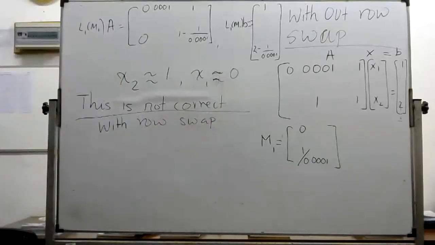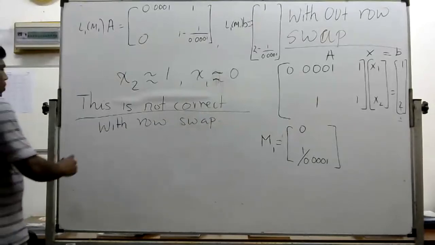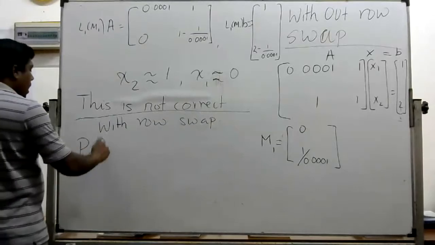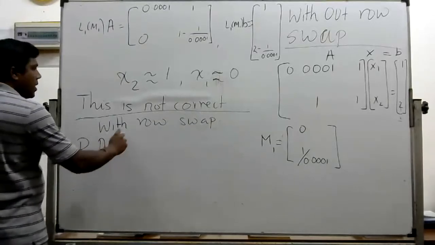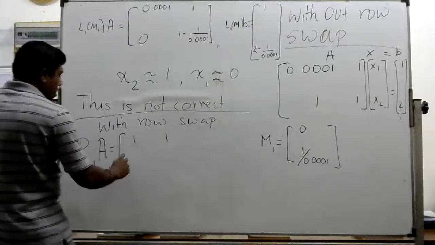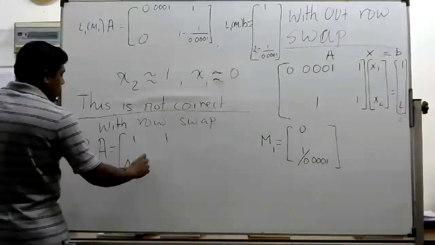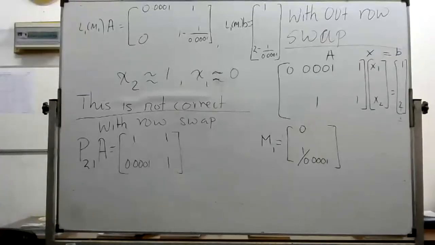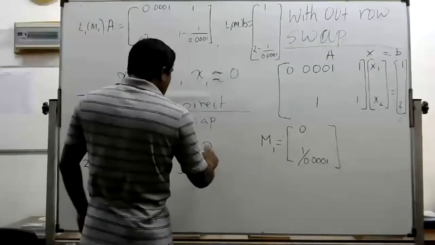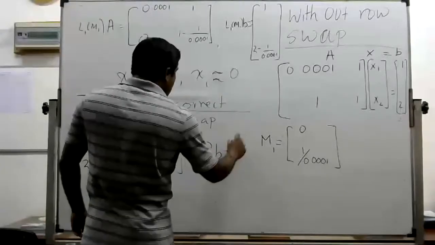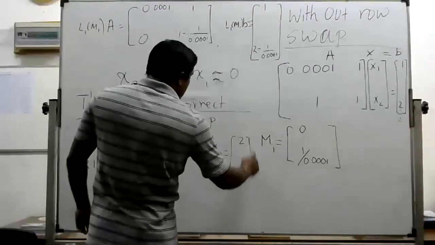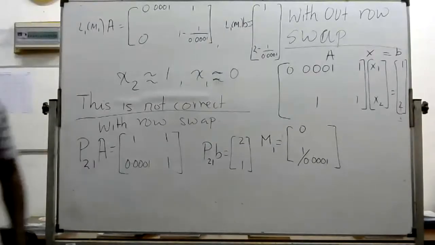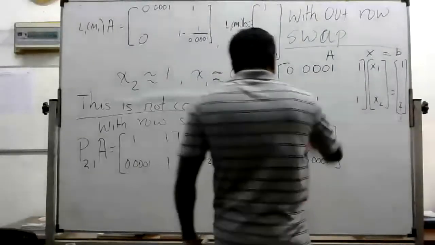Now, if you apply row interchange, the first thing you do is multiply by P21 of A, which is clearly 1, 1, 0.0001, 1. When you multiply the left hand side, you multiply the right hand side as well. So P21 times b, you get 2 comma 1. So now you apply Gaussian elimination.